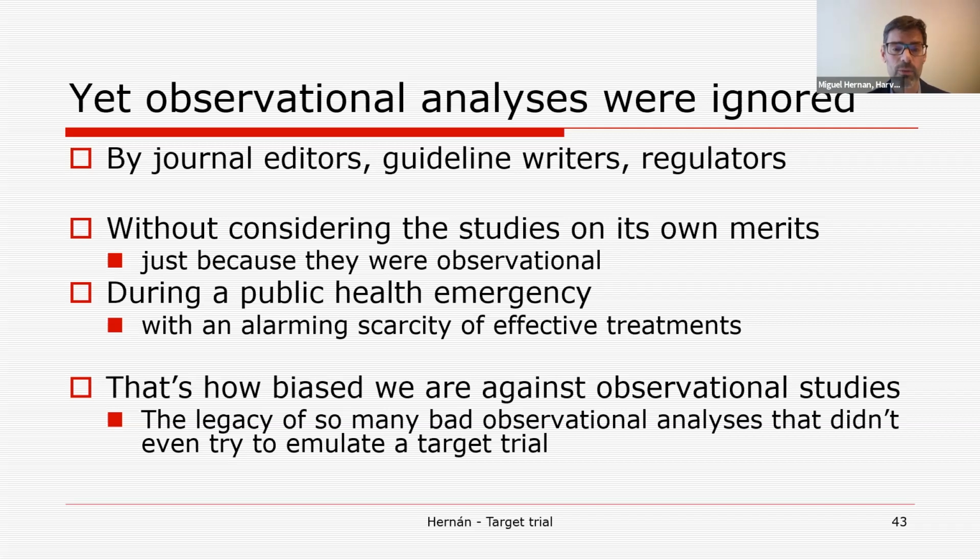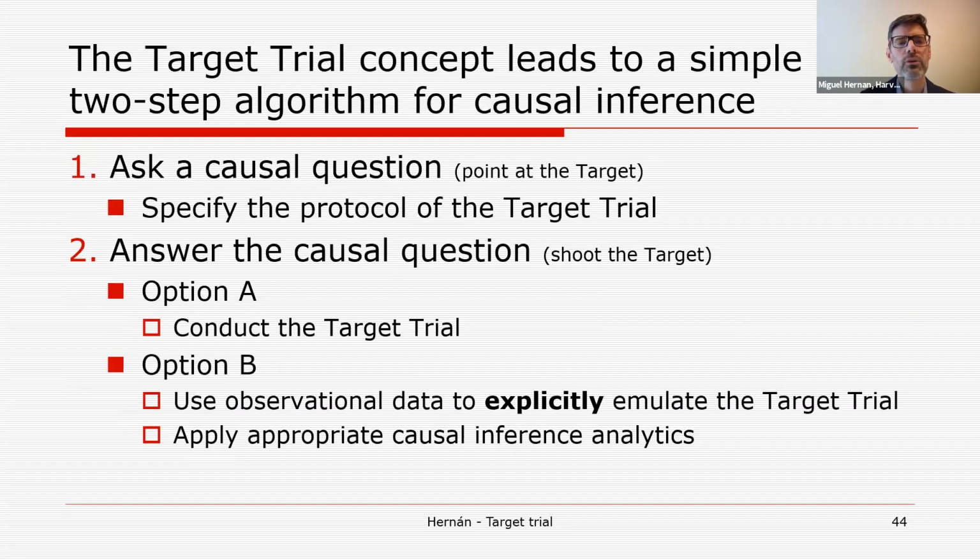That's how biased we are against observational studies. Not even in this situation do we use them. And of course, this is not very surprising. It's the result of so many bad observational studies that have been published over the decades. So as I said, the target trial concept leads to a very simple two-step algorithm. Ask the question first, then answer the question: specify the target trial, try to emulate.